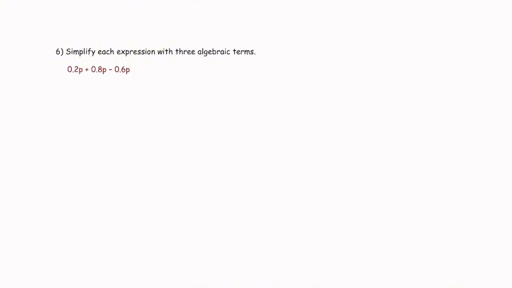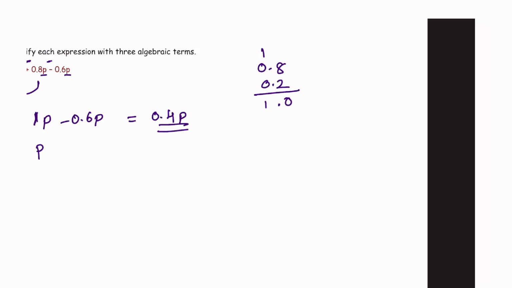Here again, we have all the terms with p, but here we have addition and we have subtraction over here. 0.2 and 0.8 gives us 1p. Right? So it's 0.8 and 0.2 like this. This is 0, 1 here and 1. So that's 1p. So either you write 1p or you simply write p. They mean the same thing. Minus 0.6p, which is 0.4p.